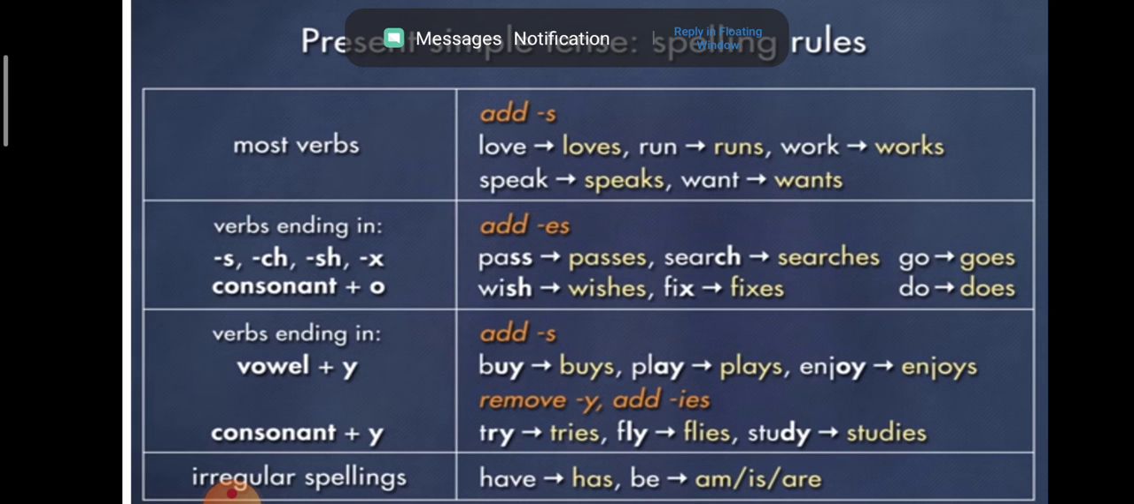Next, if the verb ends with a consonant plus y, what do you have to add? You have to remove that y and add ies to the root verb. Okay, try, tries: you are just removing the y and adding ies.